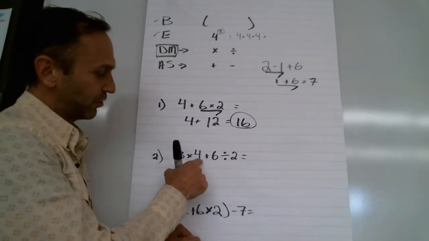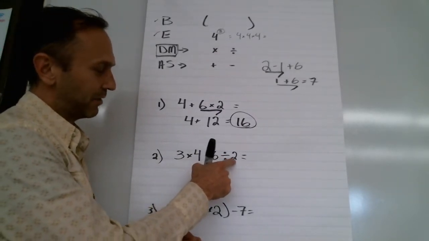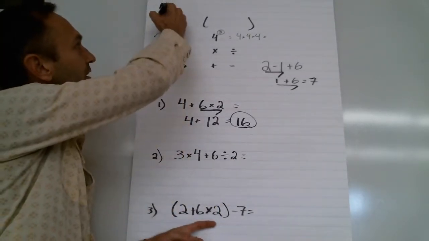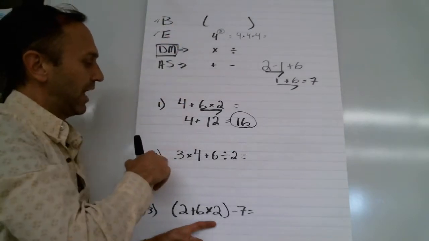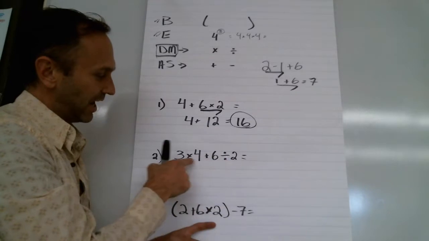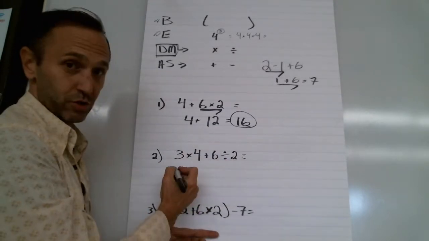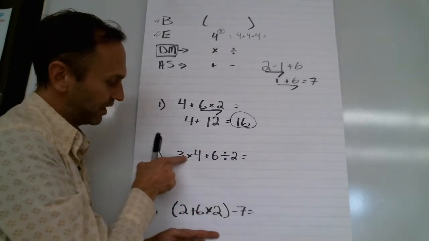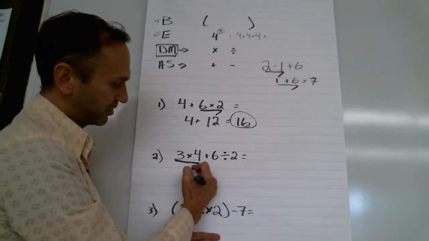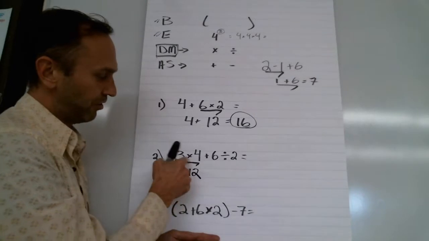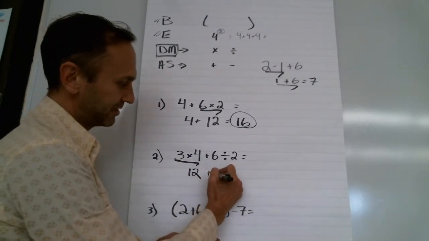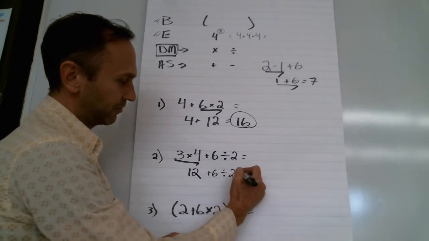A little more complicated. I have 3 times 4 plus 6 divided by 2. So it's a little more complicated, but let's check. Do we have brackets? It's done. Do we have exponents? Nope. Do I have division or multiplication? I have 2 of them here. We're going to do 2 numbers at a time though. The first one that occurs to the left is 3 times 4. 3 times 4 is going to be 12. So we solve that first one. Copy the rest down. So this is plus 6 divided by 2.